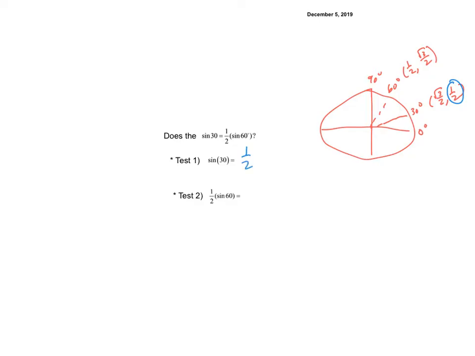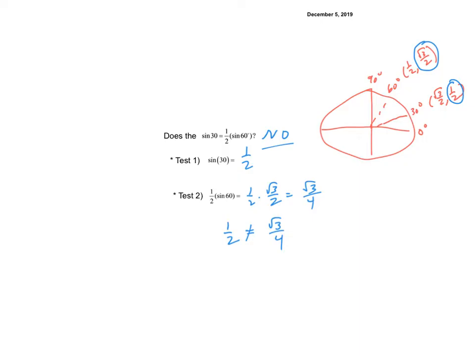For the sine of 60, the sine corresponds to the y value at 60 degrees, which is the square root of 3 over 2. So we get the square root of 3 over 4. And so does 1/2 equal the square root of 3 over 4? No, those are not equal to each other. So this is definitely a no.